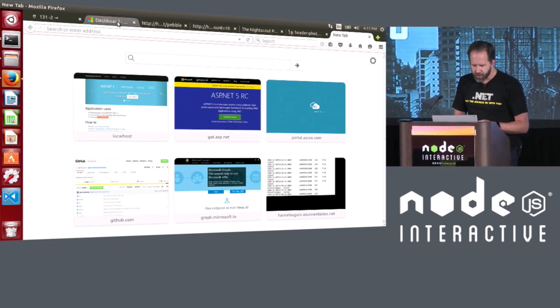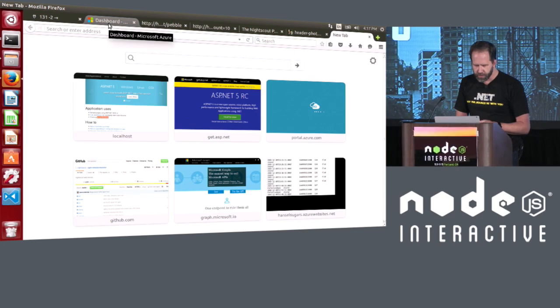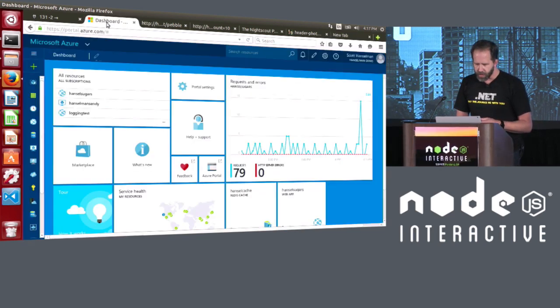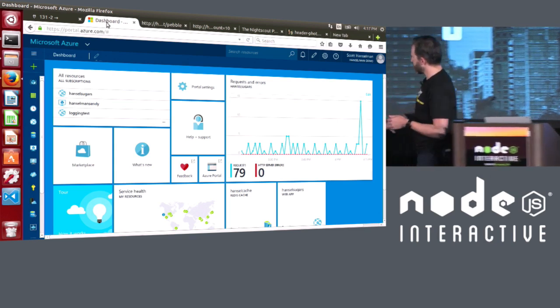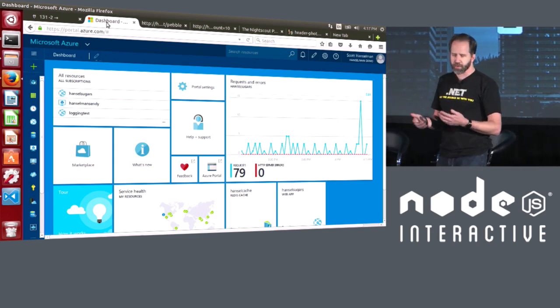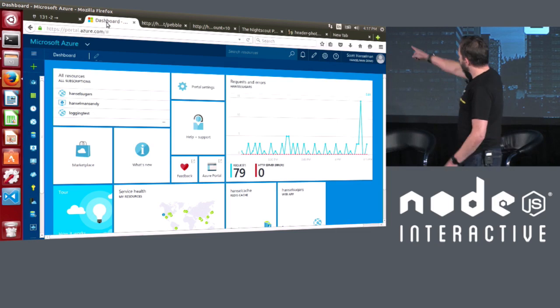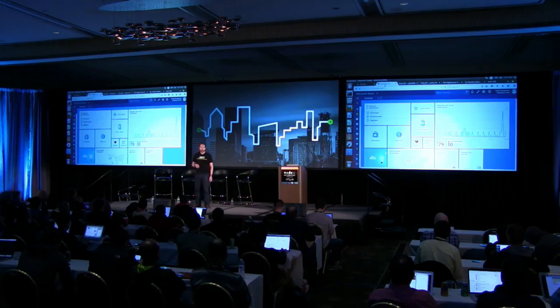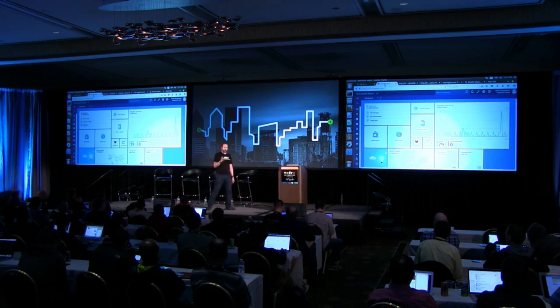I wanted to show you something a little personal. This is Ubuntu running, and right now I'm running Firefox, and this is the Azure portal. I work on Azure and open source at Microsoft. What this is here is my blood sugar website that is running in Node on Azure.